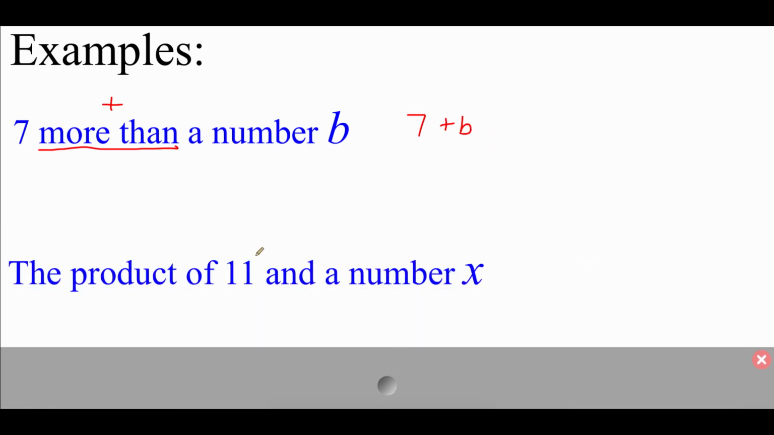Now our next one says the product of 11 and a number x. So we're looking at that product, and that's one of our keywords. Product meant we were doing multiplication. So we're supposed to multiply 11 and x together. Now I can just write it as 11x, not putting any symbol in between those means that we're doing multiplication.